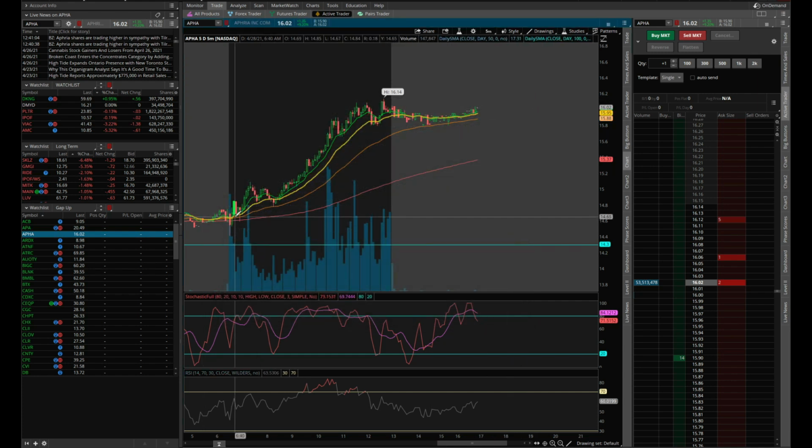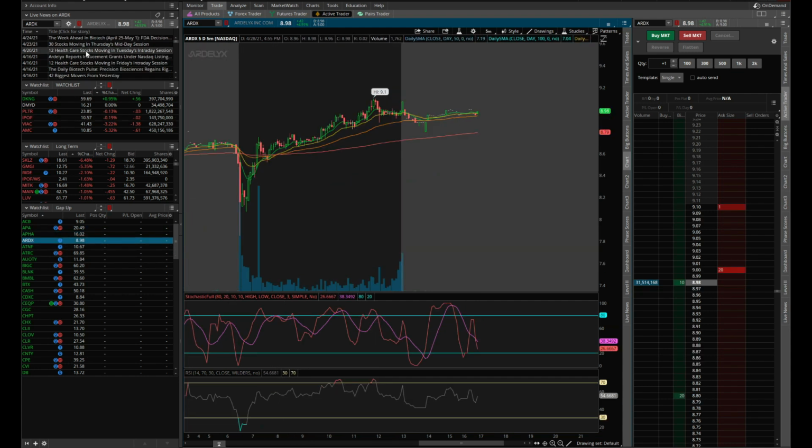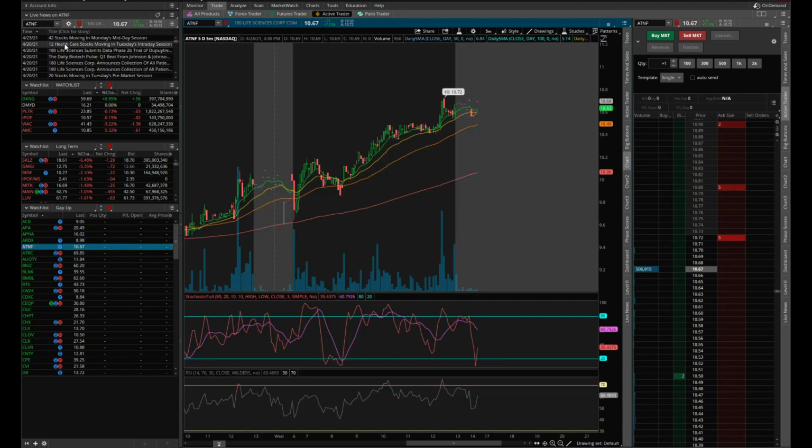So this is a sympathy play, which definitely there was money to be made there, don't get me wrong, but this is another one that I would probably continue looking for those strong news catalysts. And as you go through, a lot of this is pretty quick. You can scan pretty fast when you're clicking the stocks. Just look at the news.